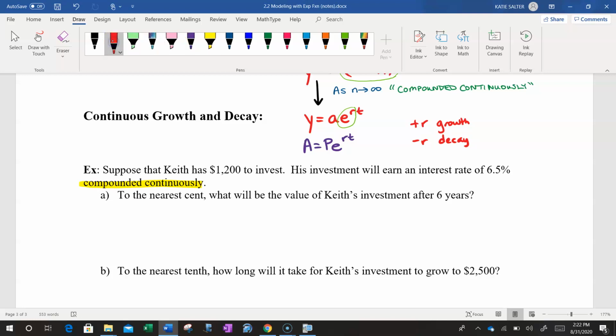So I'm going to write that down real quick. As soon as I saw that, A equals p e to the rt. All right, the principal amount, or the initial amount, that was the $1,200. e is a number. We're going to put that in our calculator. The rate was 6.5%, so we're going to change that to a decimal, 0.065. So we're going to say raised to the 0.065. And in this case, the time is going to be 6 years. So we're going to say times 6.